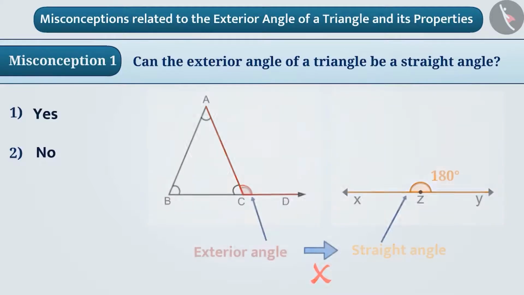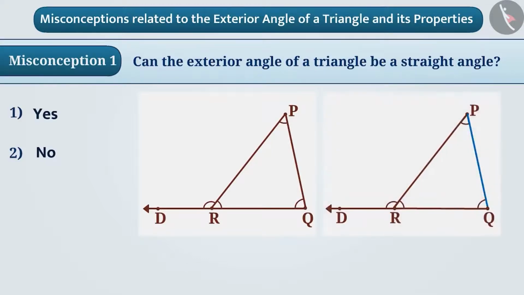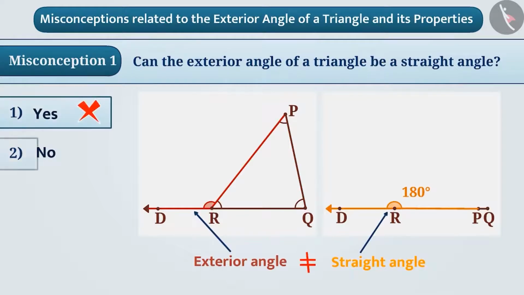Let's understand this. Suppose we draw a triangle PQR in which the angles are shown as given. If we keep reducing the length of the side PQ, then we will notice that the measure of the exterior angle PRD keeps increasing. When the points P, Q and R lie in the same line, then the exterior angle will measure 180 degrees. But in such a case, they will not form a triangle. From this you can understand that the exterior angle cannot be a straight angle. Hence, option 1 is wrong and option 2 is correct.